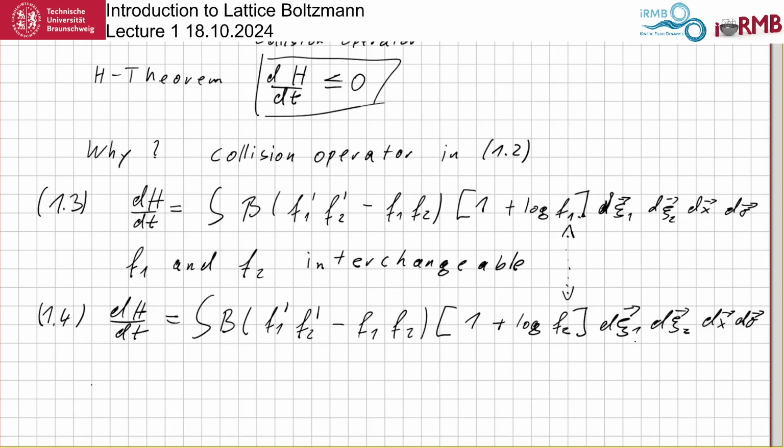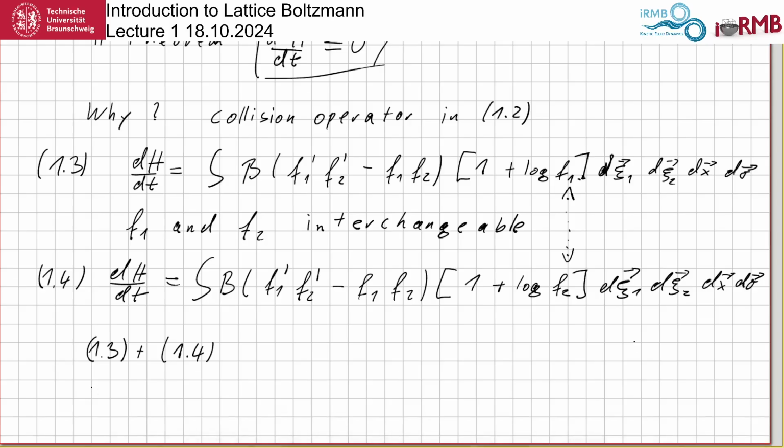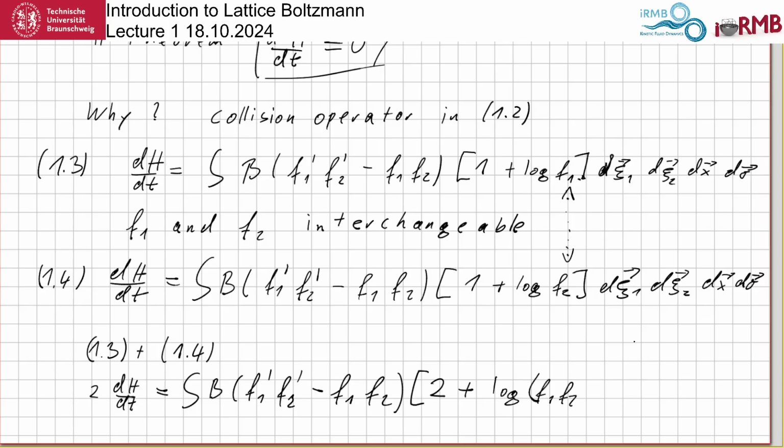So what we can do then is add 1.3 to 1.4, which means now we have 2 dH by dt is equal to b f1 f2 minus this here. So now we have done it twice. So then there's here 2, and then there is logarithm of f1 plus logarithm of f2, and this is logarithm of f1 times f2, obviously. So this is log f1 f2, integrated over everything again. And I have to get a new page.